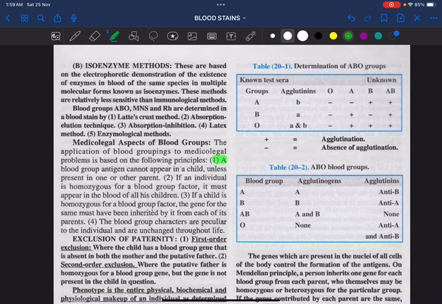Number 1. A blood group antigen cannot appear in a child unless present in one or other parent, father or mother. In either of them, the antigen should be present. Then only the baby or the child will get the blood group antigen. If an individual is homozygous for a blood group factor, it must appear in the blood of all his children. If a child is homozygous for a blood group factor, the gene must have been inherited by it from each of its parents. And the blood group characters are peculiar to the individual and they are unchanged throughout life. That means when a child is born as B positive, he will be B positive throughout life. So these are the 4 important medico-legal aspects of blood groups.